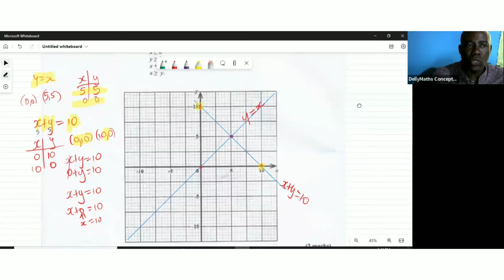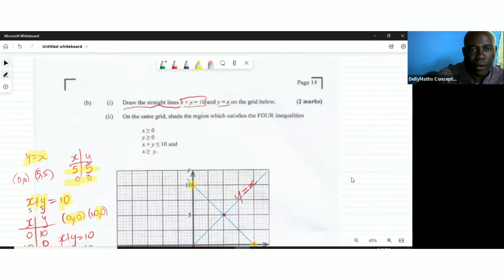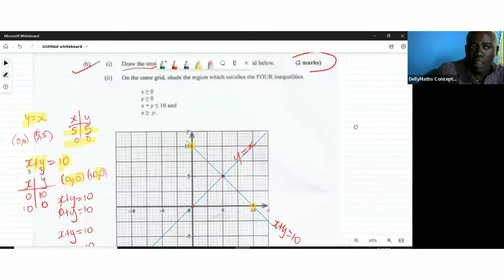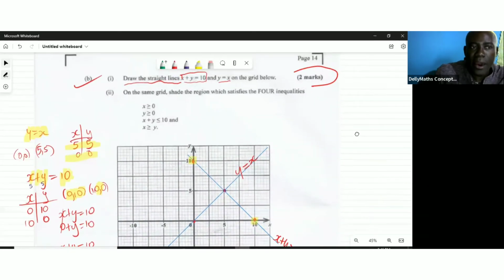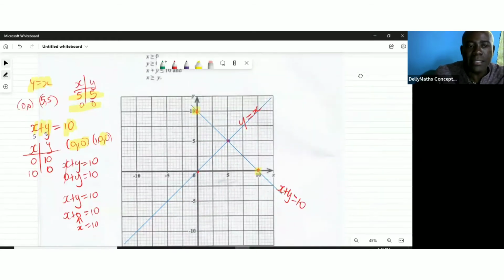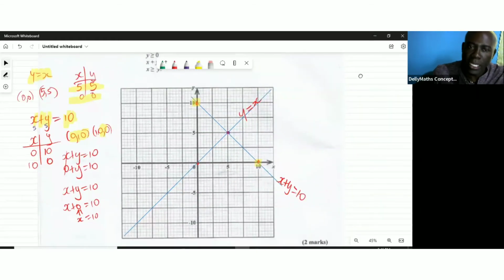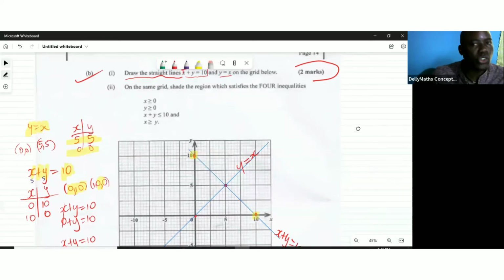All right. So we have 2 lines that we were told here. So you got 2 marks if you do that. That's what this said. So we just do it. Then now you want to move on to the other part of the question. It says on the same grid. In other words, on the same graph that you have, that 2 things are already on. They want us to do this.